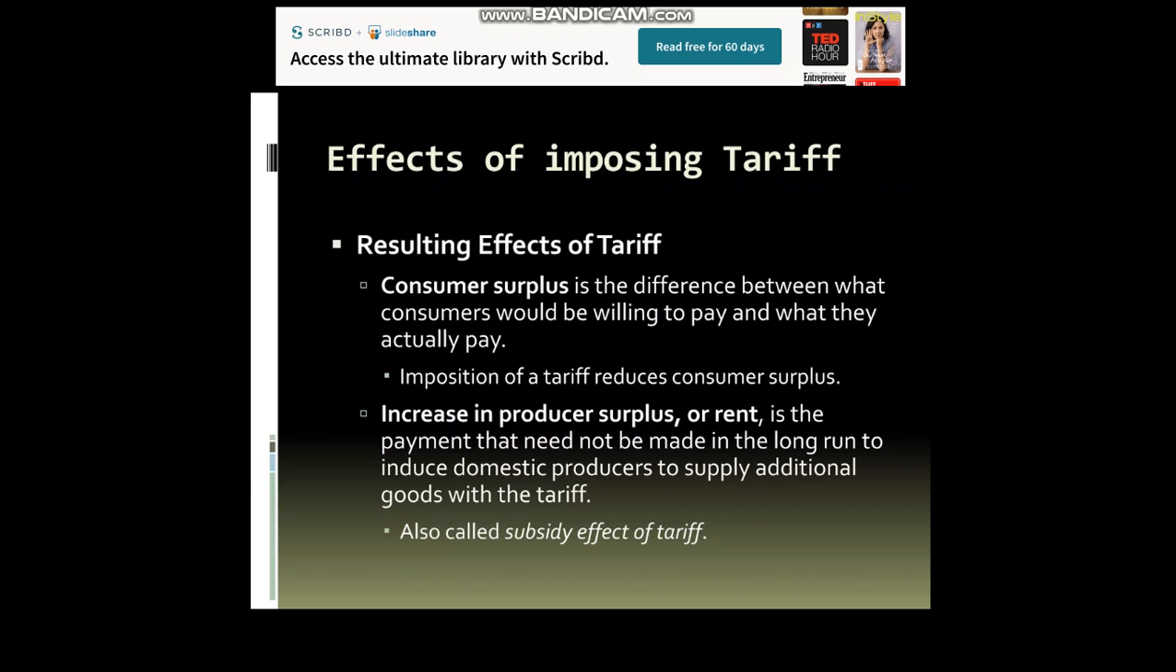Resulting effects of tariff: consumer surplus is the difference between what consumers would be willing to pay and what they actually pay. Imposition of a tariff reduces consumer surplus. Increase in producer surplus, or rent, is the payment that need not be made in the long run to induce domestic producers to supply additional goods with the tariff, also called the subsidy effect of tariff.